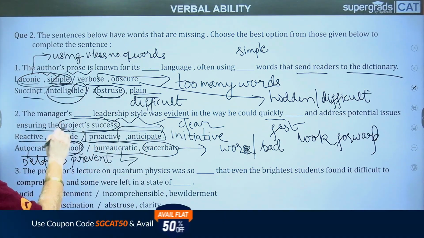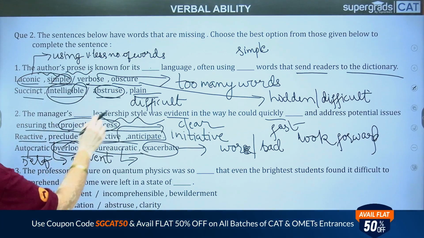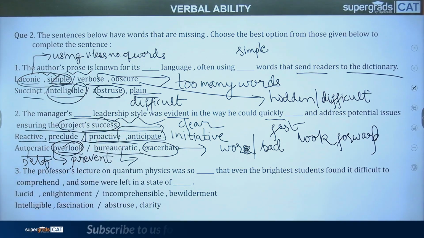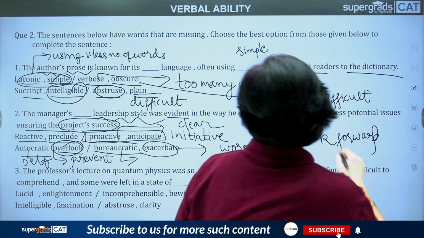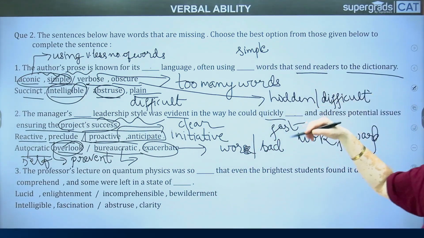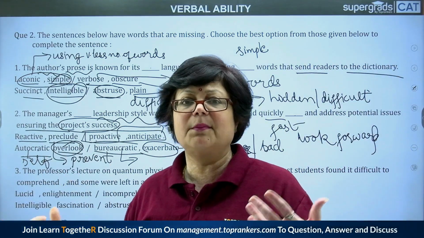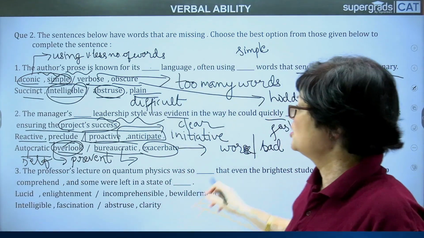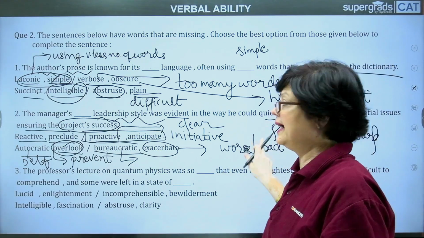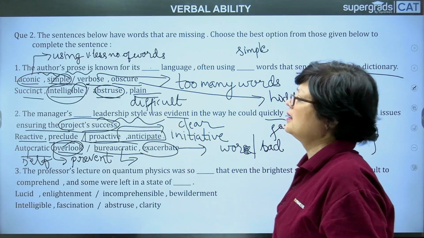Now let us see, does it fit in? Let us check. The manager's proactive leadership style was evident in the way he could quickly anticipate. Anticipate means to be able to look in advance, to perceive, to judge the forthcoming events. पहले ही देख लेना. So that is a positive trait. So see, this option goes correctly with the sentence.